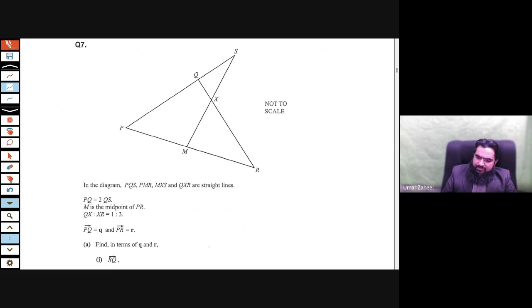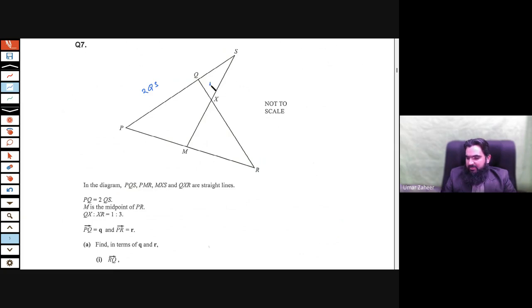Okay, now the next question. He says that in the diagram, PQS, this line, and PMR, MSX, QXR are straight lines. It is given that PQ is equal to 2QS. M is the midpoint of PR. And the QX to XR ratio will be 1 to 3.